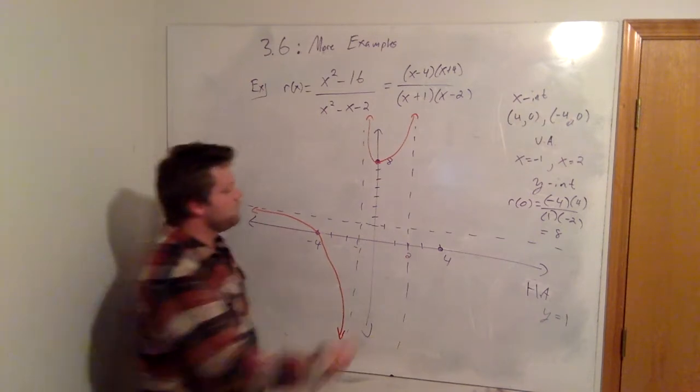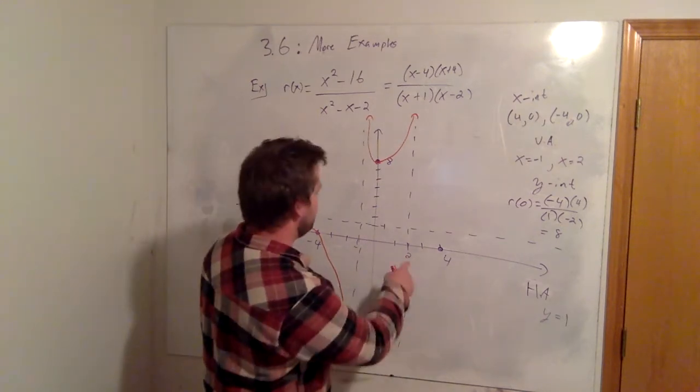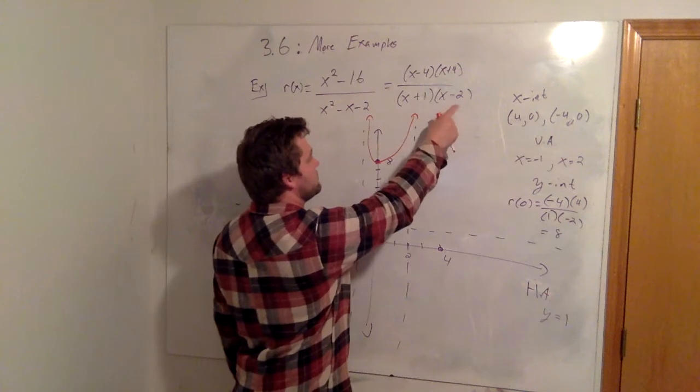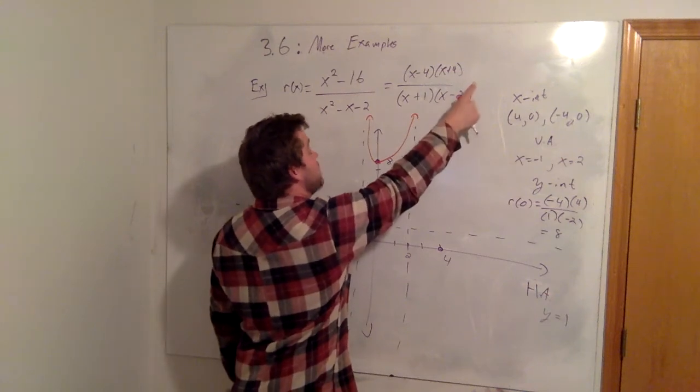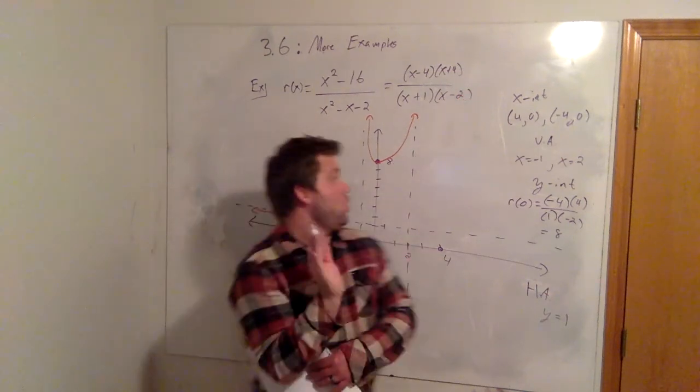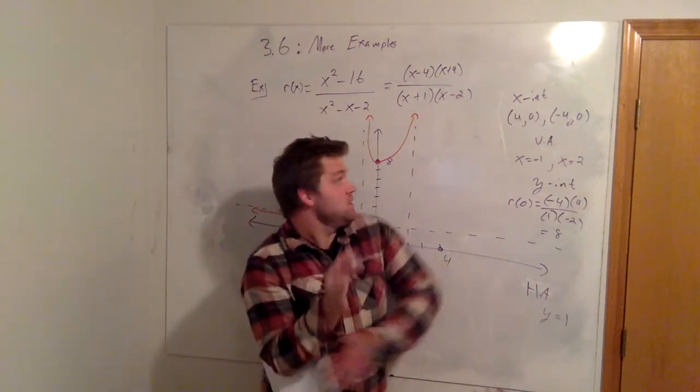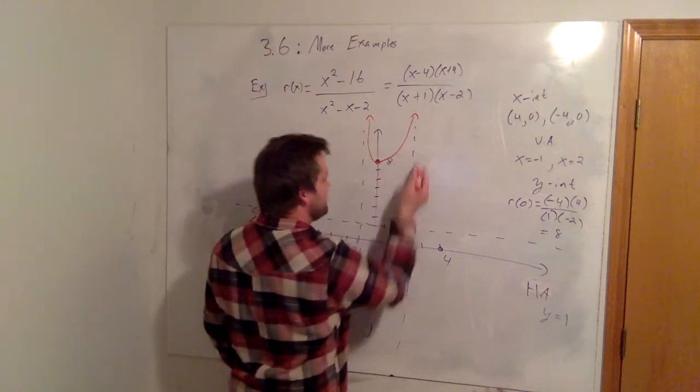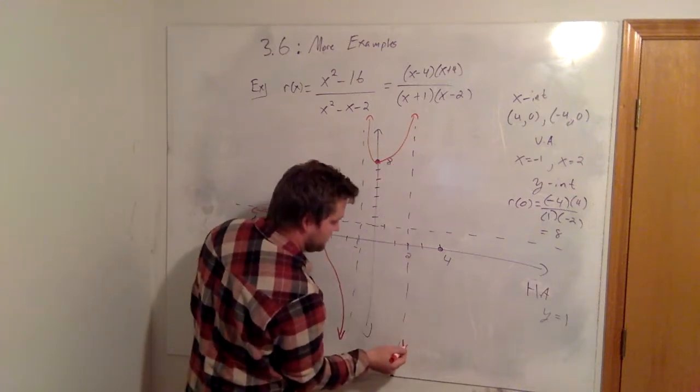Similar argument for the other side of 2. Notice x equals 2, that's where my function was undefined. This asymptote has an odd multiplicity, so it's going to have opposite action. Since it went up on the left-hand side, it has to be going down on the right-hand side.